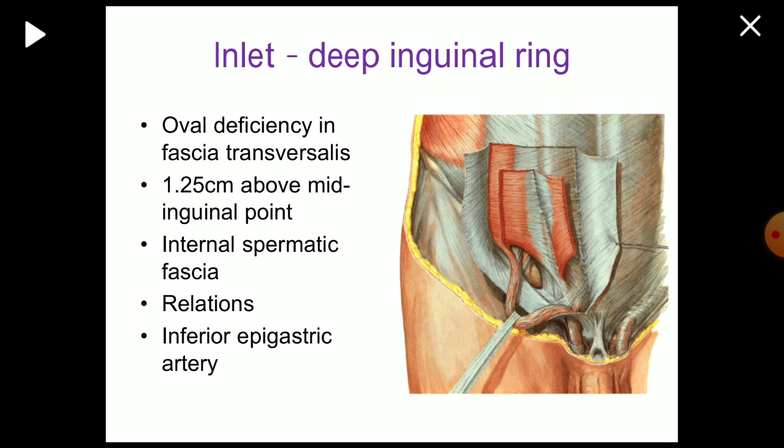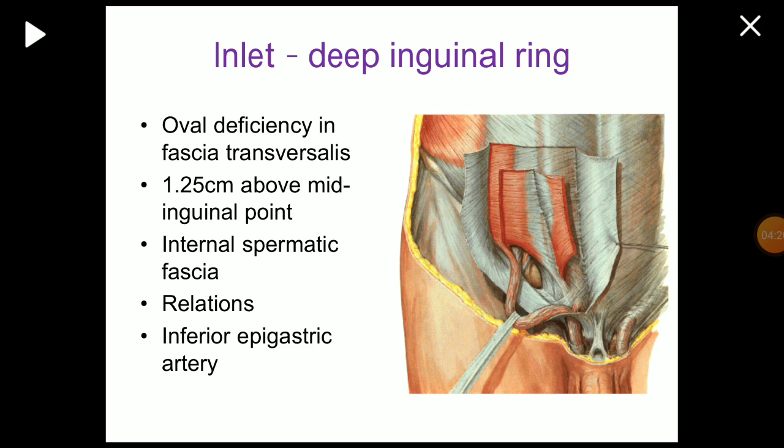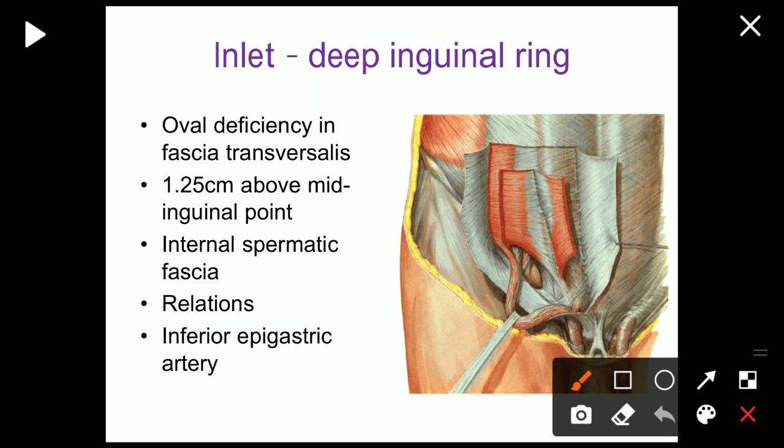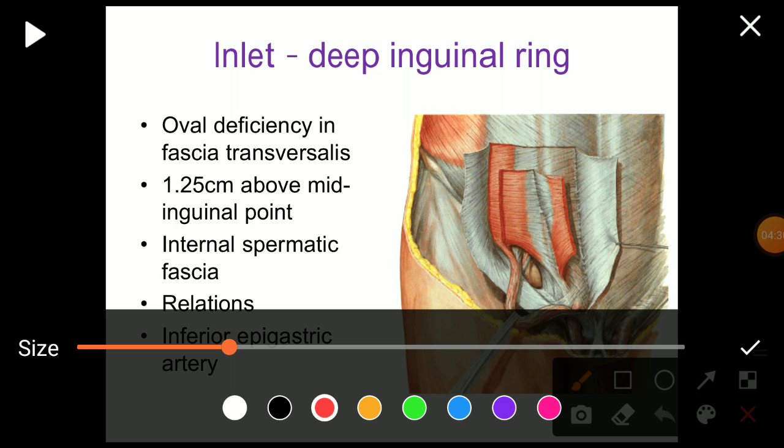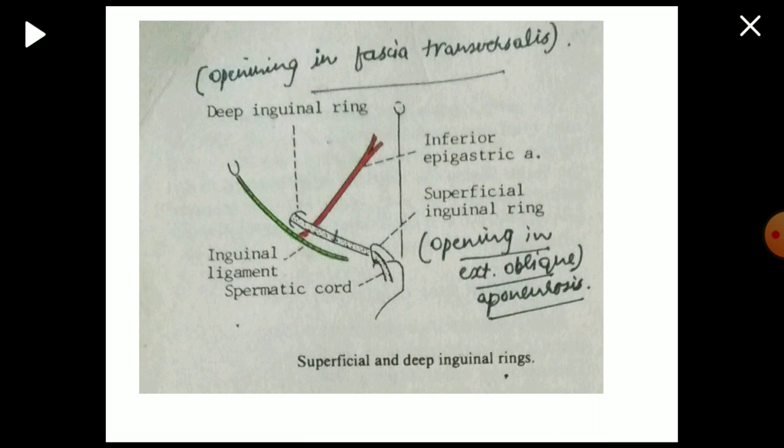We'll go to the inlet, that is the deep inguinal ring. It is an oval deficiency in fascia transversalis. It is about 1.25 centimeters above the mid inguinal point. If you carefully observe, this is the deep inguinal ring that you are seeing. We will go and see what the superficial inguinal ring is.